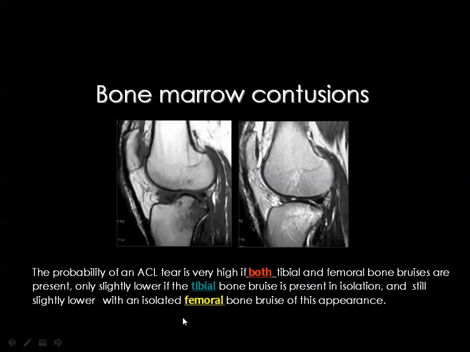Here you see bone marrow contusions present in the tibia and in the femur at the level of the lateral meniscus on the lateral aspect of the knee. The contusion is black because of bone marrow edema in T1 and bright in T2. Contusions are better seen in STIR images.